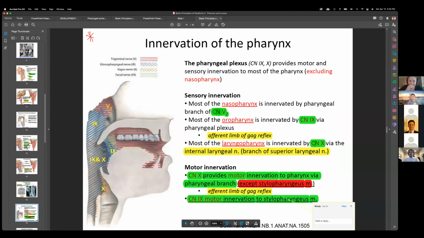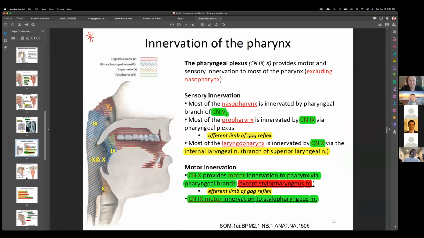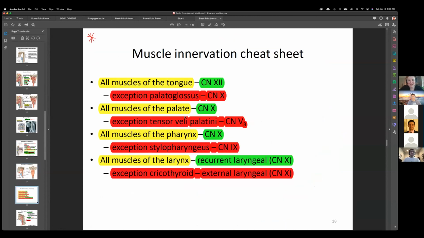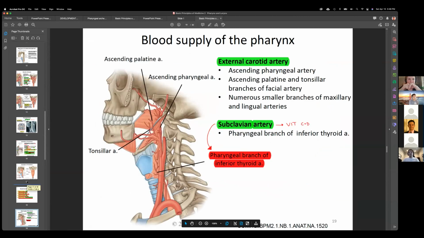Yeah, so good. Except stylopharyngeus. Anytime I see exception, it's red. That means redness. All right. This is a lot of redness because it got a star, all muscles of the tongue. So yeah, by all means, make sure you know this, right? These are your exceptions. These are what they can ask you. And you should run across those in Gray's too.